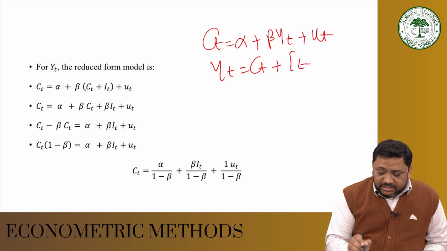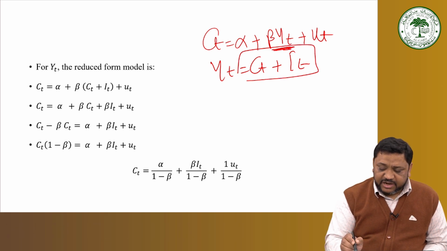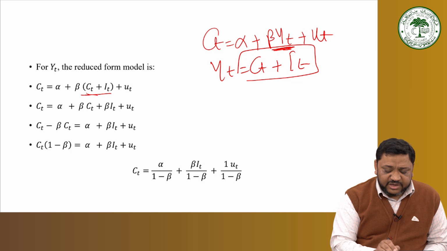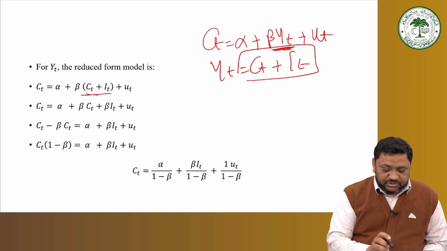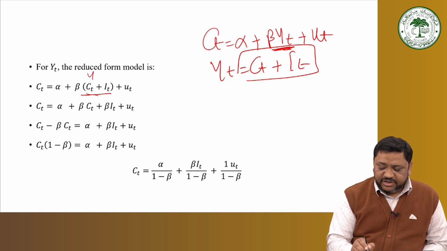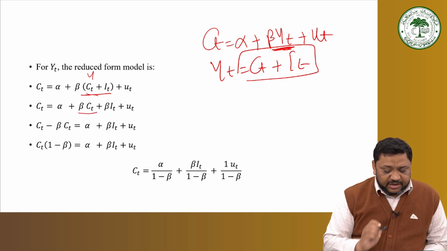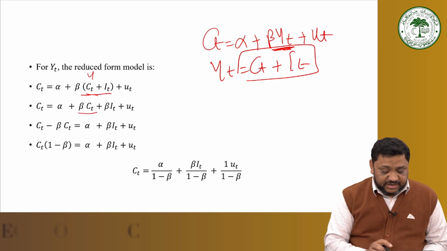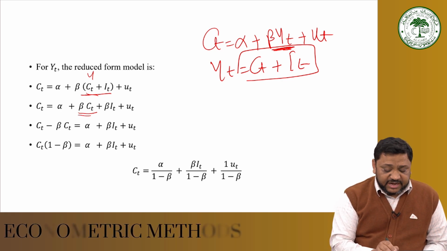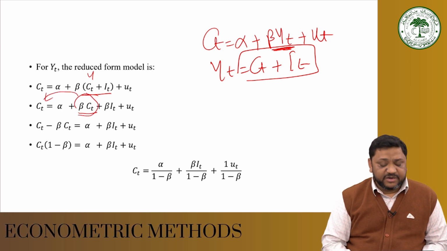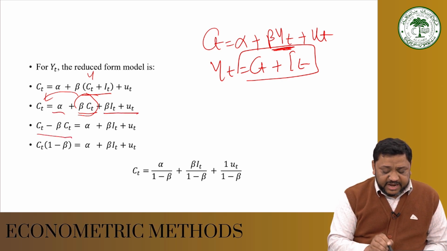Now, in place of yt, we are writing Ct plus it. Then we open the bracket: alpha plus beta Ct plus beta it plus ut. Since there is a Ct element over here, we take it to the left hand side. So, Ct minus beta Ct is equal to alpha plus beta it plus ut.